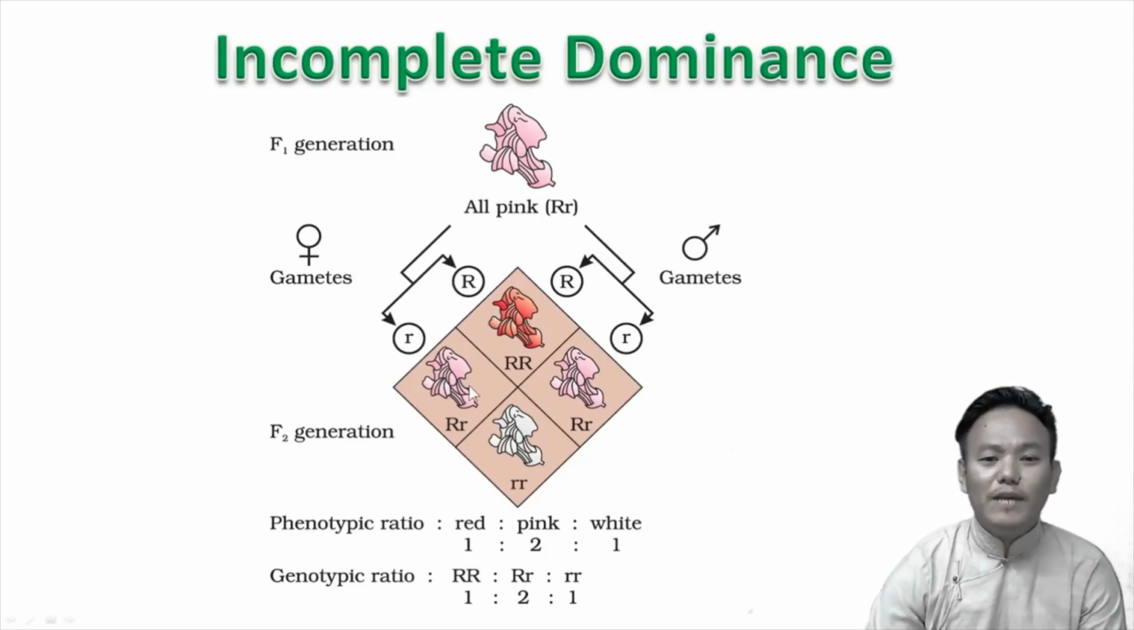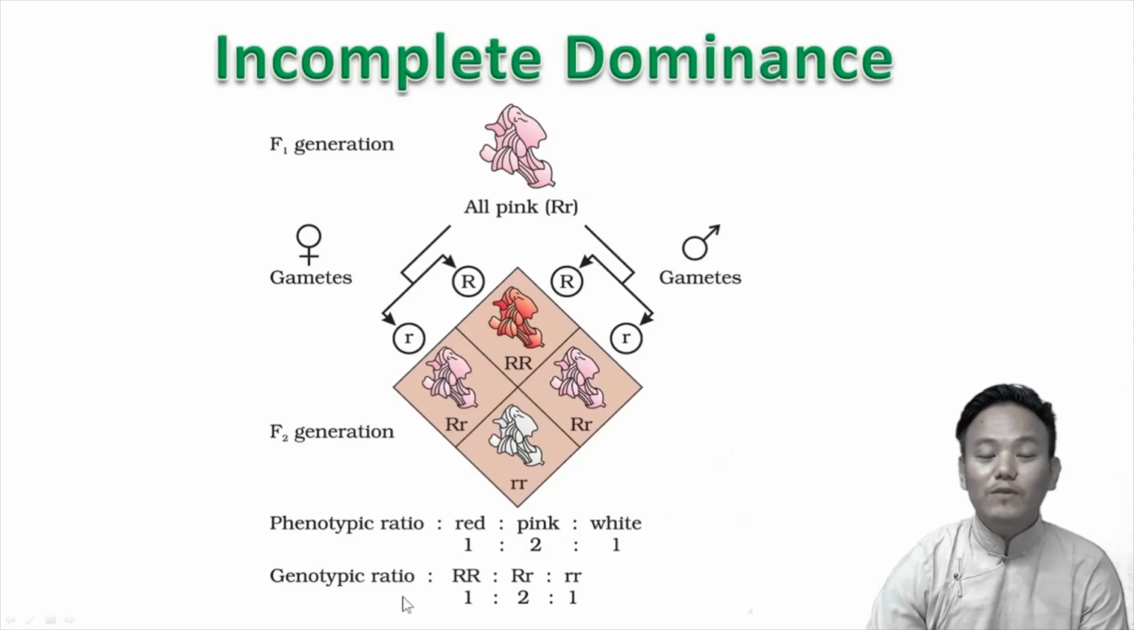In the case of the snapdragon plant, we see the phenotypic ratio to be 1:2:1. The one which is homozygous dominant produces red flowers. Two individuals which are heterozygotes produce pink flowers. And the homozygous recessive individual produces white flowers. So the phenotypic ratio is 1:2:1.